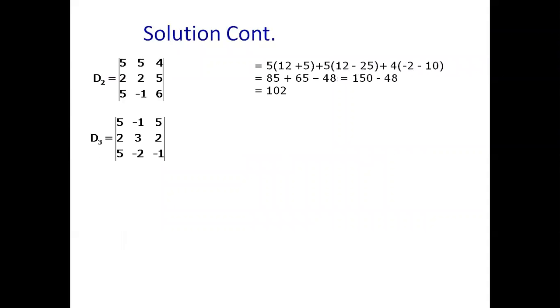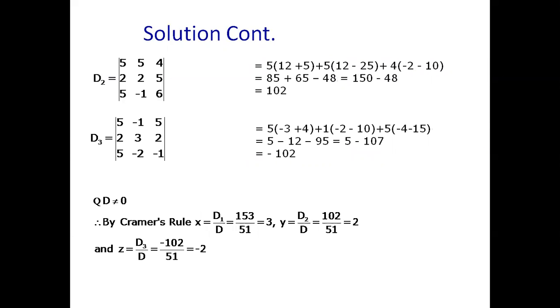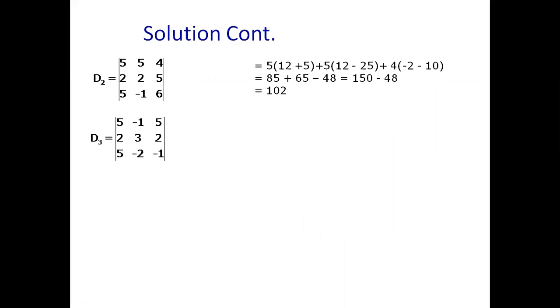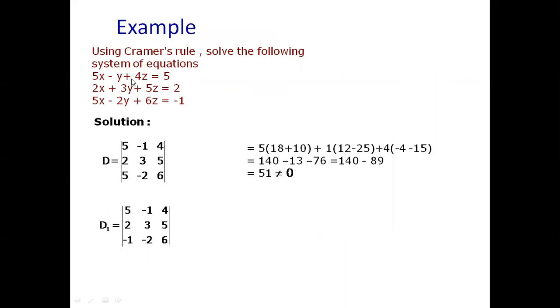So what is the formula for x, y, and z? X is nothing but D1 upon D, y is nothing but D2 upon D, and z is nothing but D3 upon D. So put all these values in this formula, then we get x is equal to 3, y is equal to 2, and z is equal to -2. We can check whether this value is right or wrong by putting it in any one equation. If we get LHS equal to RHS, then our answer is correct.